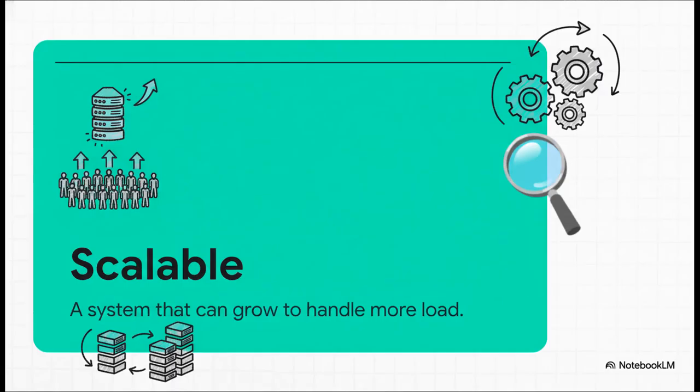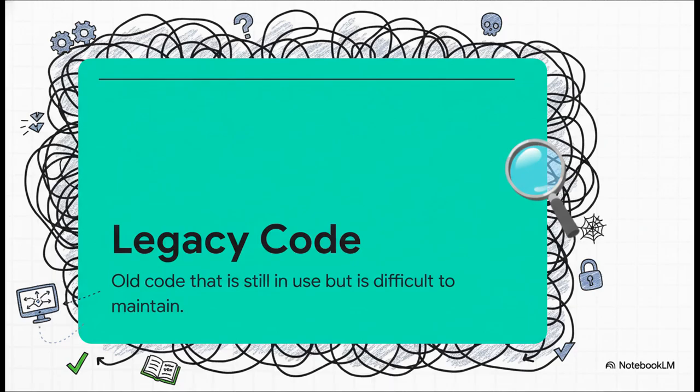Next up is scalable. This is a massive concept in how we build software. A scalable system is one that can handle success. Can it go from 10 users to 10 million users without falling over and catching fire? If yes, then it's scalable. Legacy code. These are the two words that can strike fear into the heart of any developer. It's that old, kind of scary code that's been running for years. It's often super important, but nobody wants to touch it because it's hard to understand and easy to break.